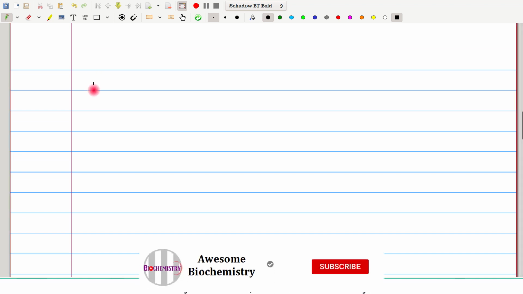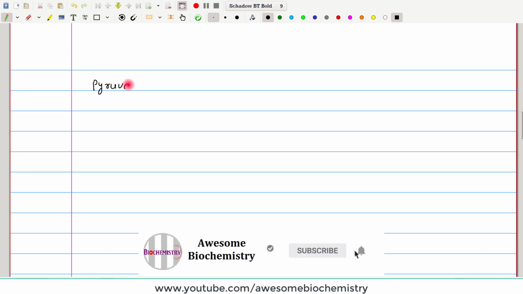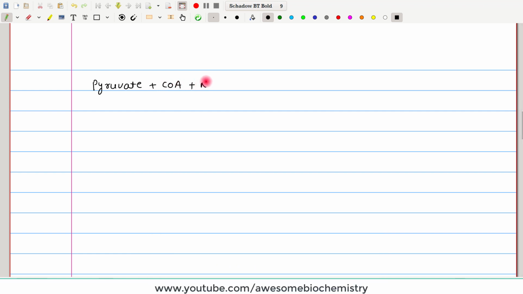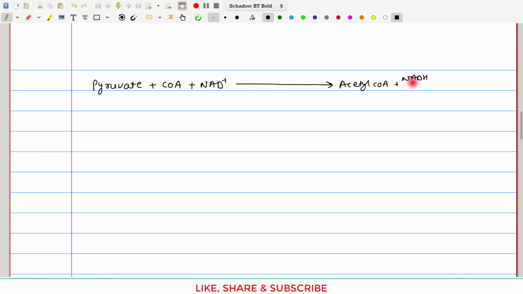So we have pyruvate plus coenzyme A plus NAD+. And we have three products: acetyl coenzyme A, then NADH plus H+, and then carbon dioxide, right? And this entire reaction is catalyzed by this PDH complex.